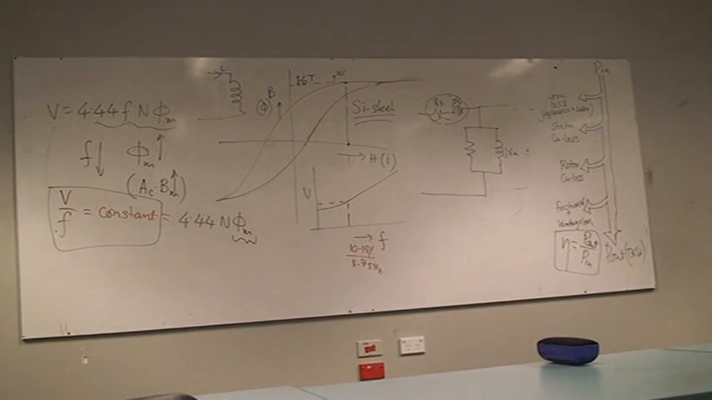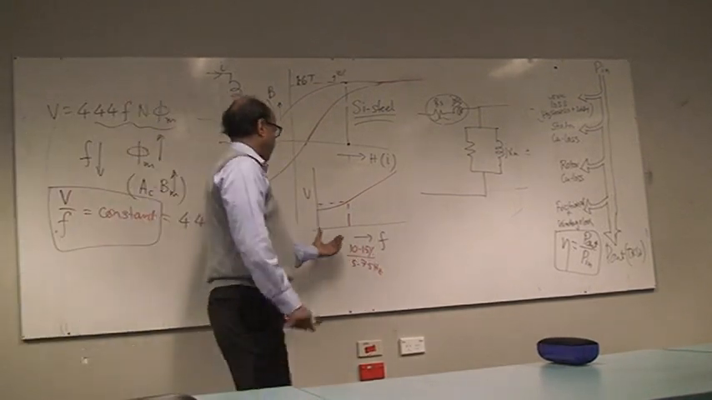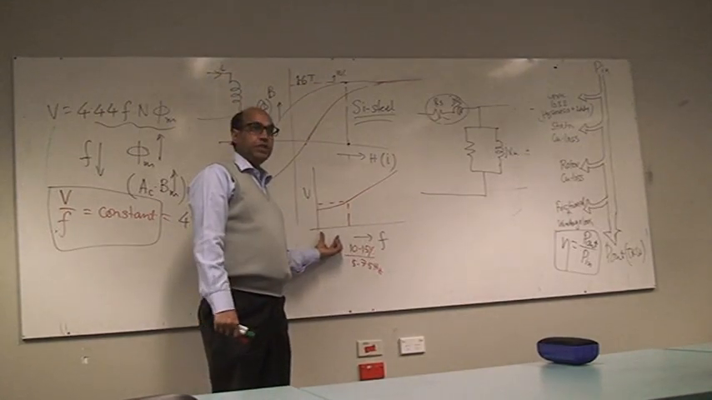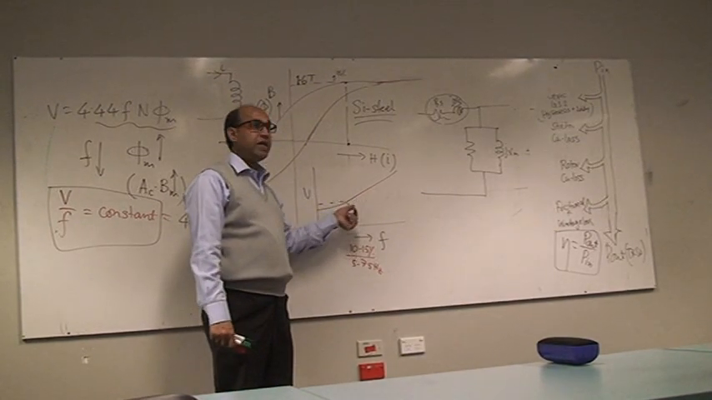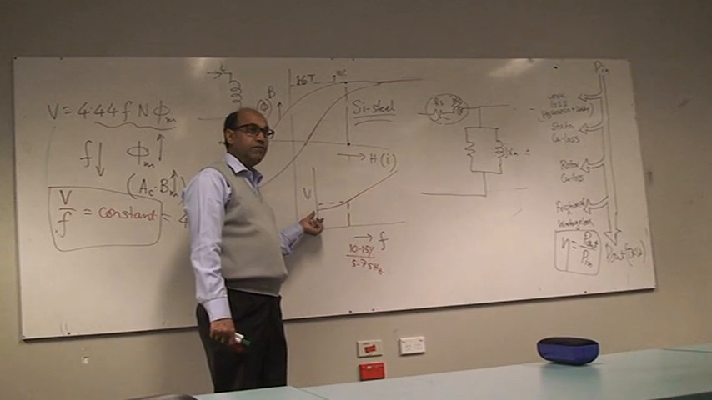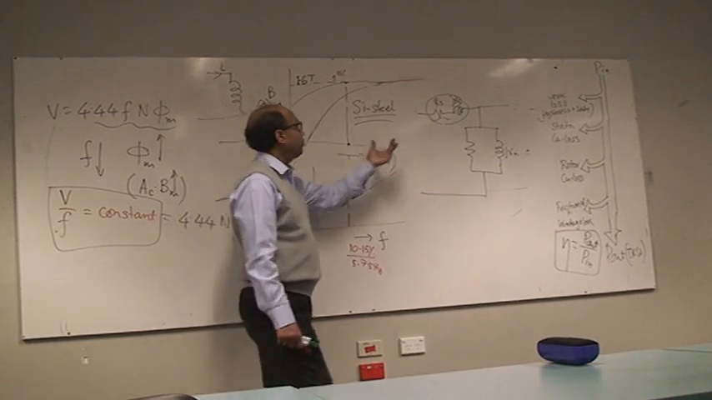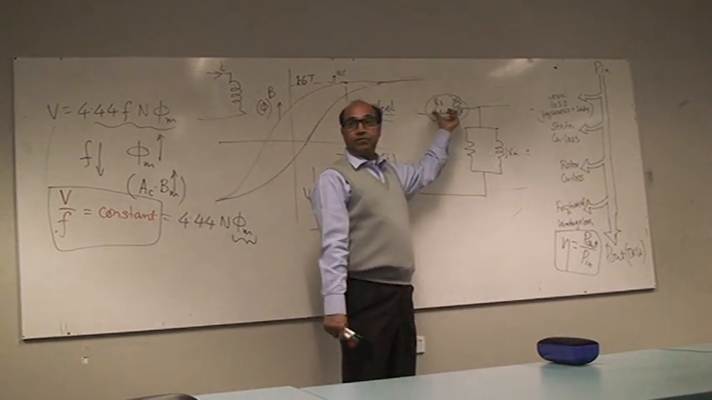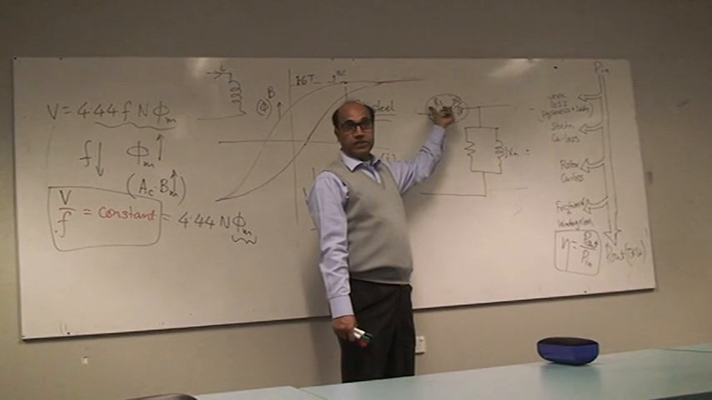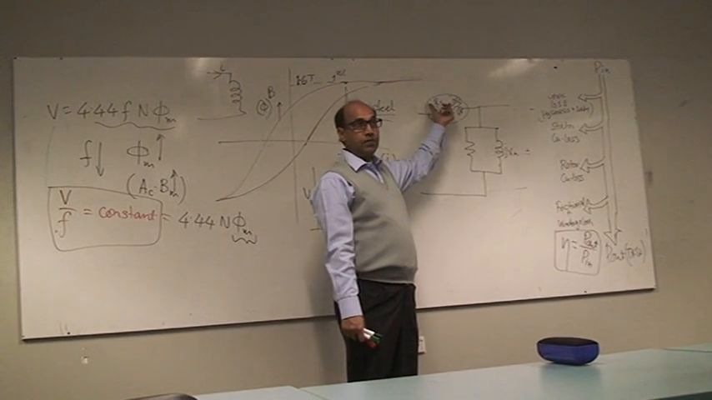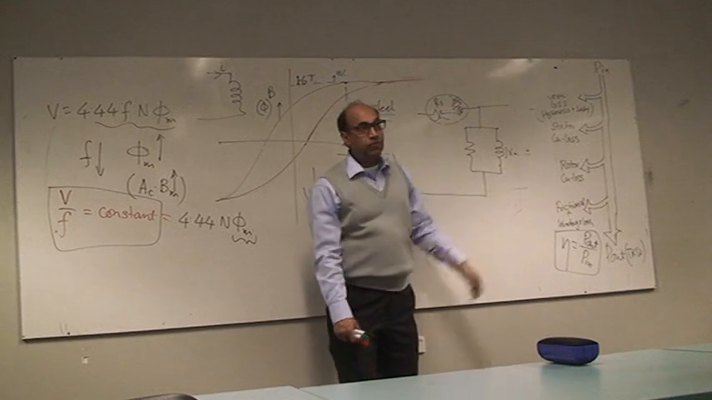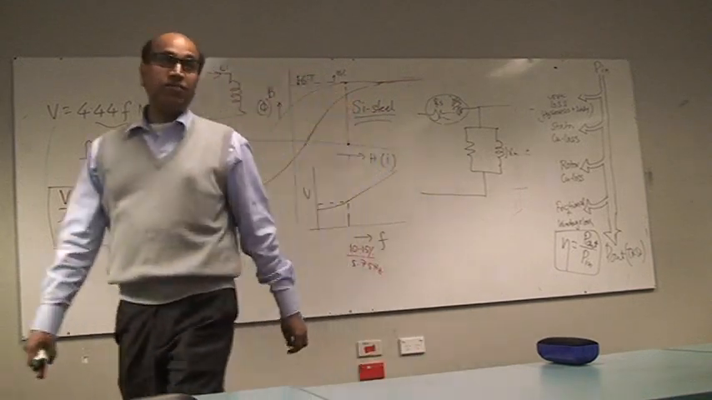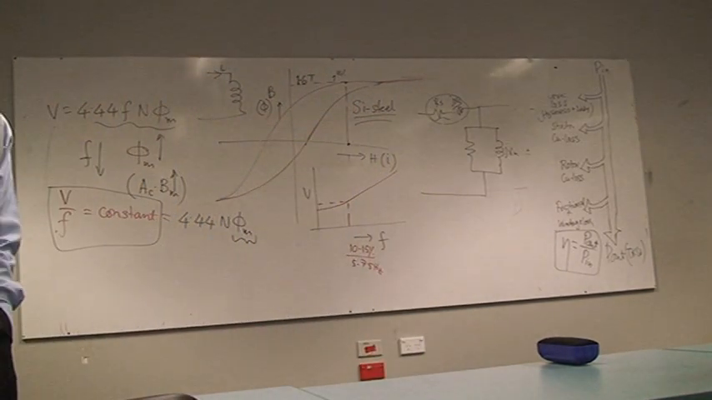Everybody got it? What I said is that if you decrease the frequency below a certain value, you do not follow V by f constant. You rather increase the V slightly. This is due to the fact that you have to overcome the drop in the stator impedance. So that drop you need to provide by increasing the voltage slightly, so that you create a flux which is pretty constant.